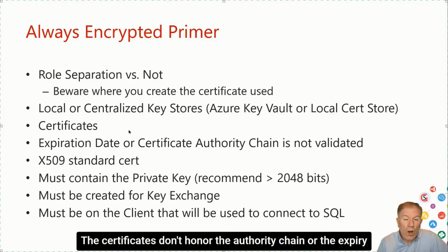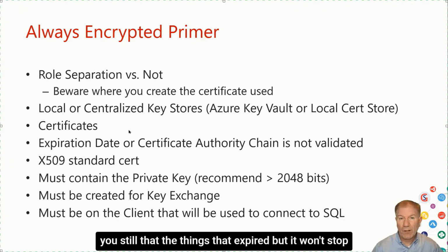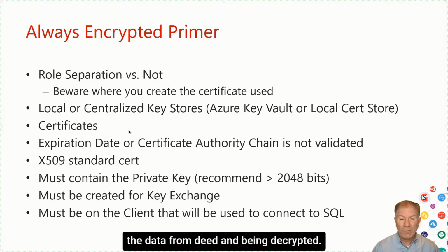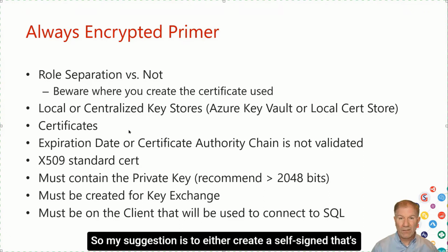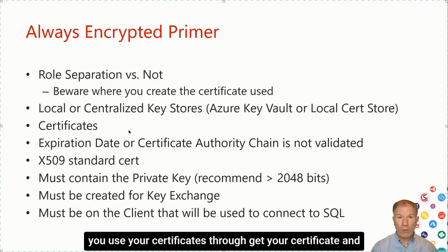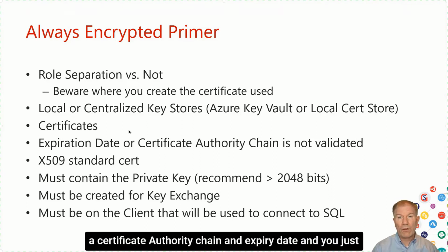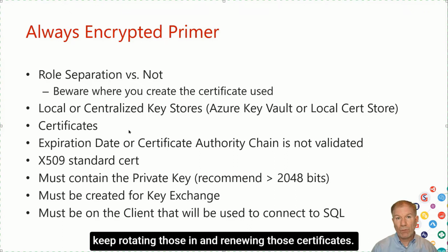The certificates don't honor the authority chain or the expiry date, so the expiration date doesn't matter. It will warn you that the certificate's expired, but it won't stop the data from being decrypted. So my suggestion is to either create a self-signed certificate, just like we did with TDE, and make it expire in the future, or use a normal VeriSign or DigiCert, whoever you use for your certificates, get your certificate, keep it up to date and use it that way. That way you have the certificate authority chain and expiry date, and you just keep rotating those in and renewing those certificates, so it's all good.